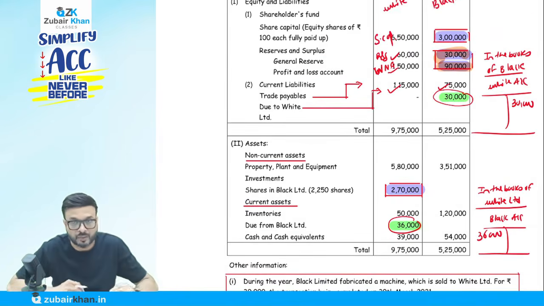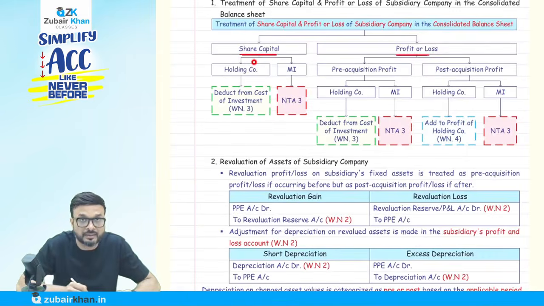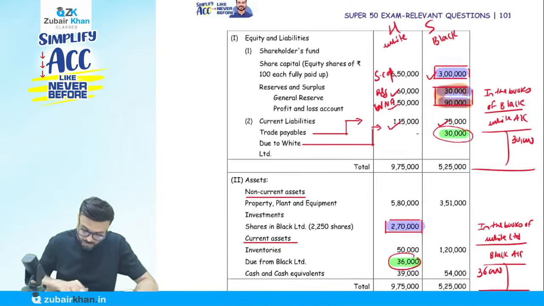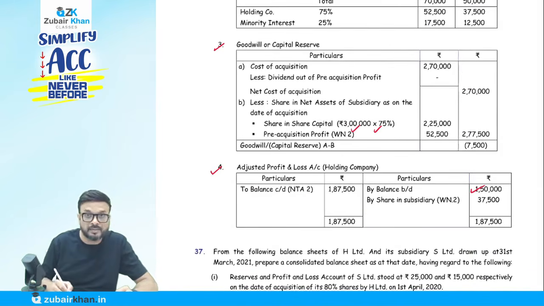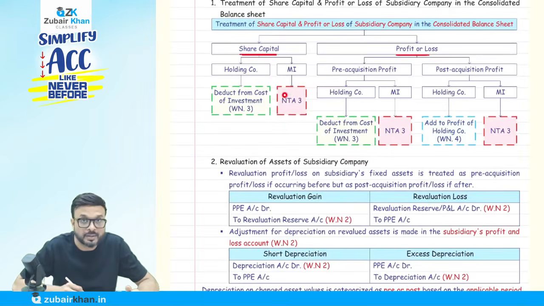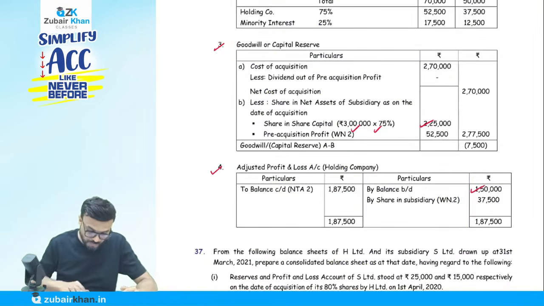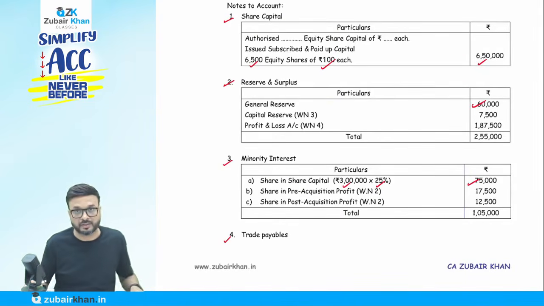Before I come to the asset side, let me finish that. This is what we do for these 3 lakh. Do you remember this? We discussed it in repetition. Share capital 3 lakh, and the ratio is 75%, 25%. So deduct from the cost of investment, working note number 3. I will deduct 3 lakh multiplied by 75%, that is coming 2,25,000. Then what about the remaining 25%? Working note number 3 is minority, 3 lakh multiplied by 25%, that is 75,000.